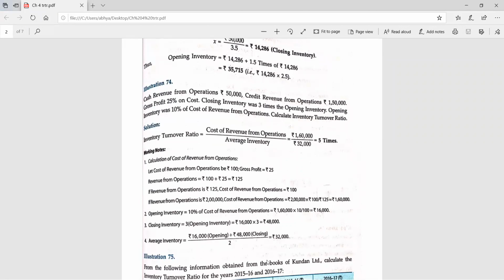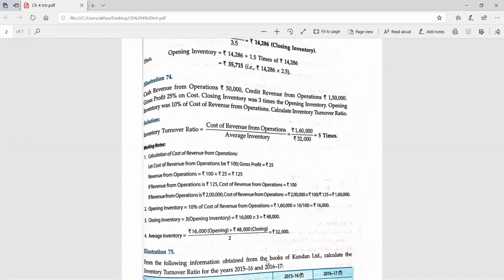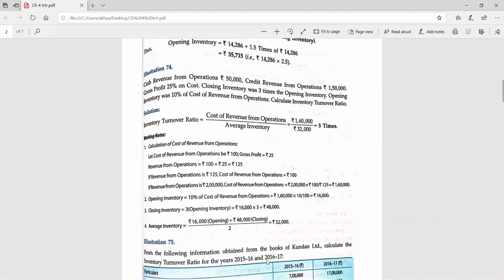Okay. So now what is the closing inventory? 3 times the opening inventory. Here more than is not written, so we will not be adding. Only the closing inventory was 3 times of opening inventory. Opening inventory is 16,000. So the closing inventory will be 16,000 into 3, which is equal to 48,000. Now find out the average inventory. That is 16 plus 48 divided by 2, which is equal to 32,000. Now put the values in the formula and the answer is 5 times. Please tell me whose answer is correct.